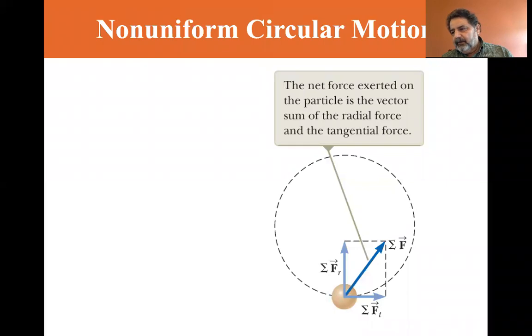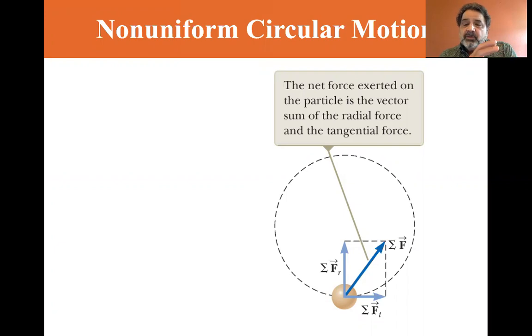Okay, we are now at section 6.2, non-uniform circular motion. This should be a short discussion. The net force exerted on the particle is the vector sum of the radial force and the tangential force.